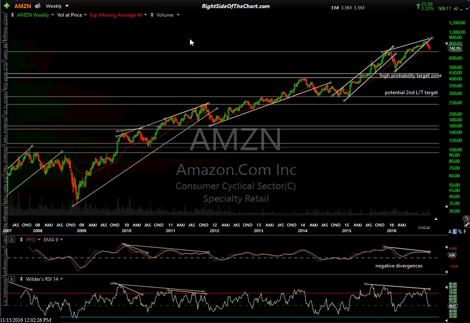So this is a weekly chart. We were already on a weekly, so I'll just stay there with Amazon. Pretty well-defined trend line, bearish rising wedge, negative divergence, everything you like to see. I've gone over this chart on the site. And this is what I call my high probability target zone down here. It looks to be about 424 to 440, somewhere around there. There is support there.